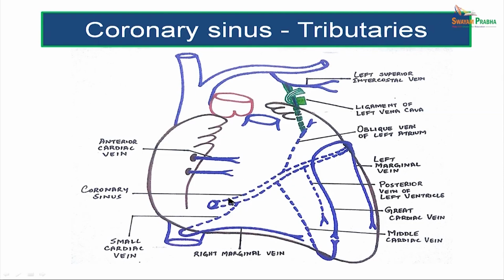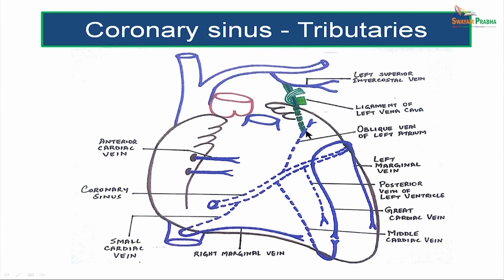After receiving all these, the coronary sinus will be terminating by opening into the smooth part or the sinus venarum part of the right atrium between inferior vena cava opening and the right atrioventricular orifice in the interatrial septum lower end below the AV node. Now, let us look at this oblique vein of left atrium.